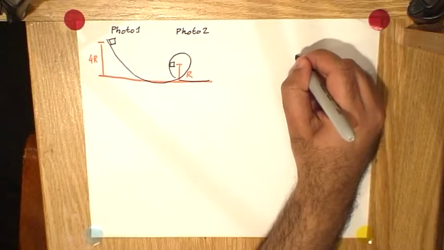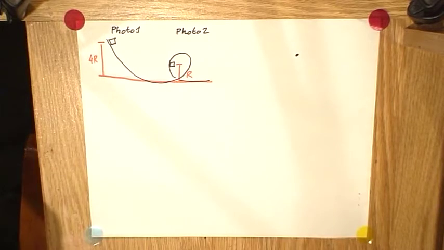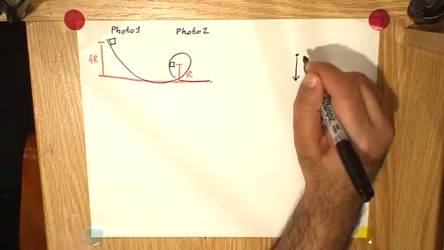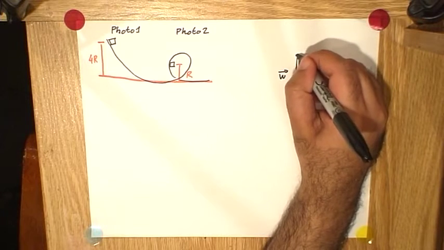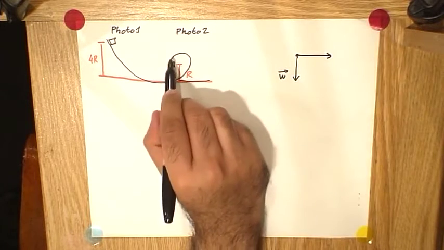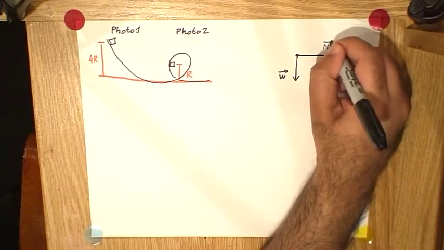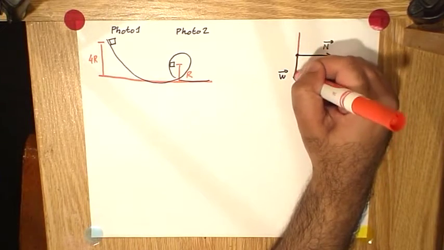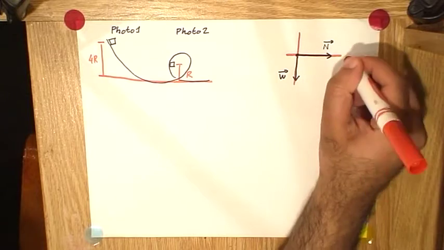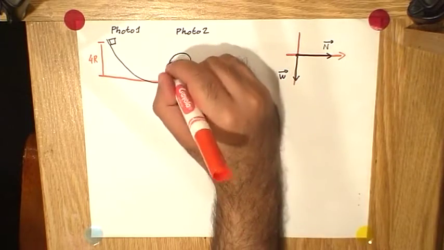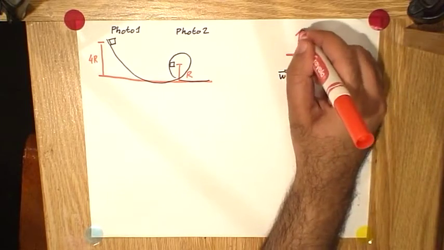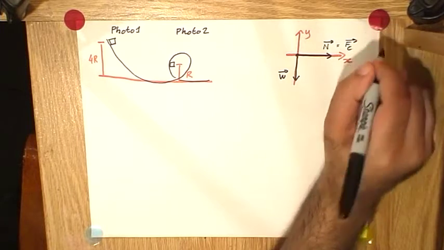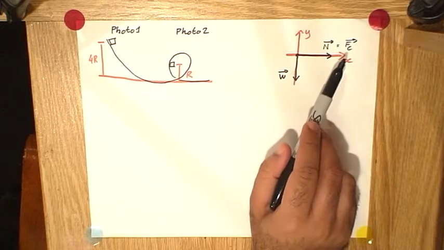So, since we're talking about forces, I'm going to draw a free body diagram corresponding to photo 2. The block would feel the weight force down, and the normal force, the force from the track, would point inwards towards the center of the loop. So the normal force is going to be our centripetal force. That's a piece of information we will use a little bit later on.